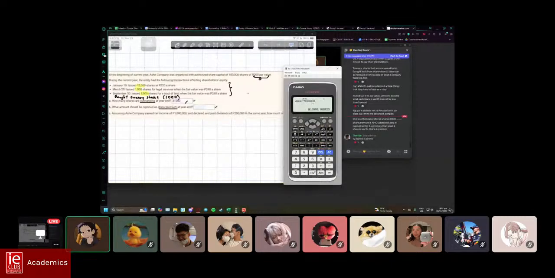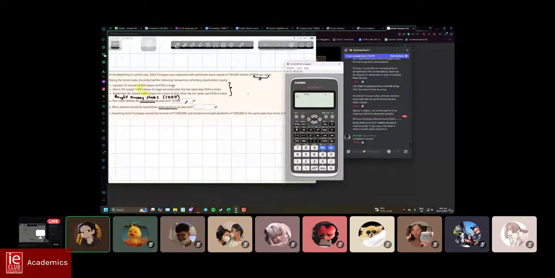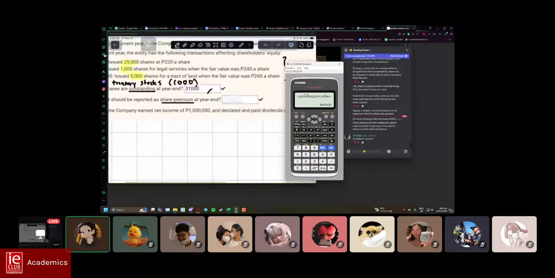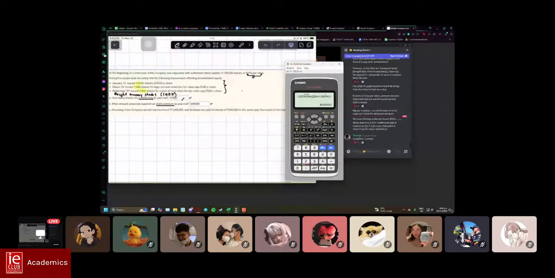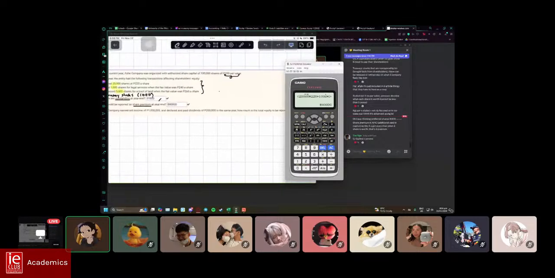So let's pull up this calculator. During the current year, let's discuss it. So 25,000 at 220 a share. So 25,000 times 220 plus 1,000 times 240 a share plus 5,000 times 260 a share. So that's all the amount of money that investors paid for stocks. Then you subtract the par value of all of those, which is going to be 200 par value times, we established now, 31,000. Answer is 840,000.